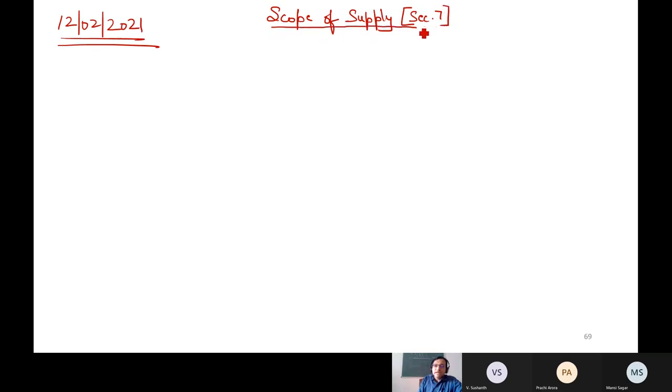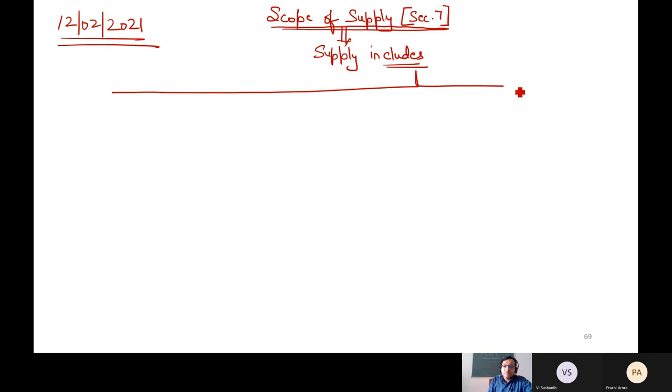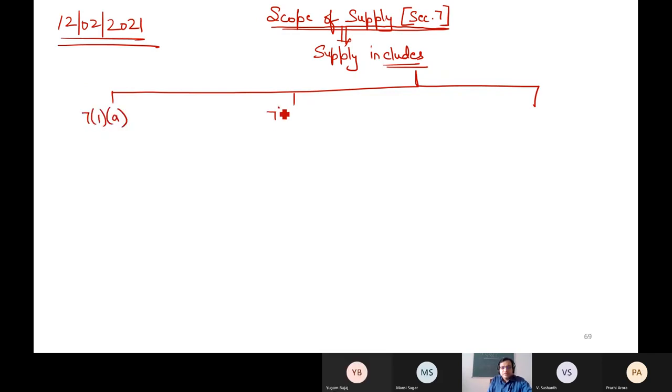So section 7 of the CGST Act deals with the scope of supply. Now within this, it doesn't define supply. It says supply includes. So you must know that there is no meaning of supply. It is an inclusive definition and it says some things or some activities are by default supply. So there are basically three: section 7 subsection 1 clause A, clause B, and clause C. So there are three different activities which are by default supply. There is no doubt about it.